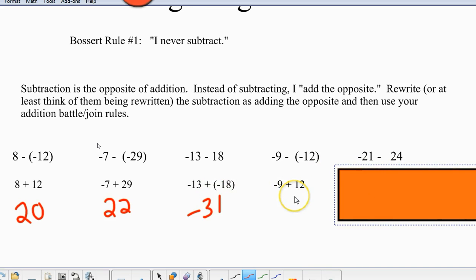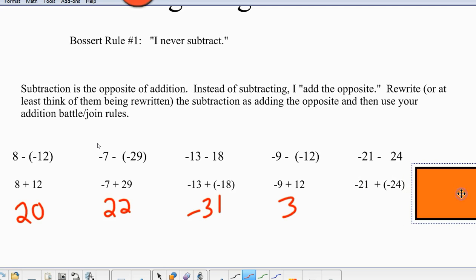Change negative 9 minus negative 12 to plus 12. It's a battle that the positives win by 3. And this one is going to be plus the negative 24, so it's a join. The negatives joined together make negative 45.